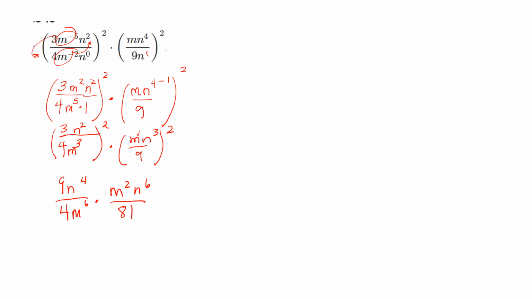I can cross reduce. 9 goes into both of these. It goes in once and 9 times. Multiplying straight across like you do fractions. Remember, when you multiply powers, you add the exponents. So I've got m squared, n to the 4th times n to the 6th. 4 plus 6 is 10.